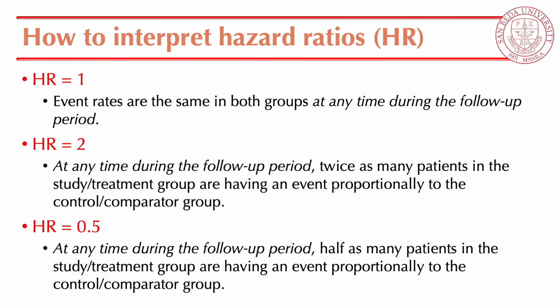Like with the other measures of association and ratios, the null value is 1.0. You can pause this video for a while to go through the contents of this slide. Take note, however, that the clause "at any time during the follow-up period" is always mentioned in the interpretation, signifying that this is the hazard ratio we're talking about.